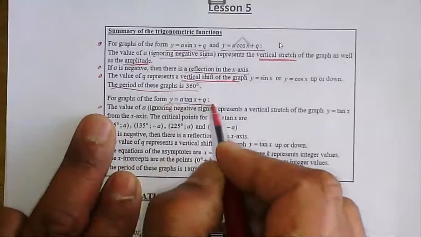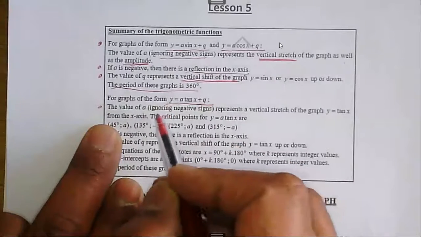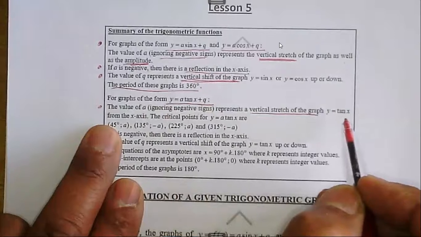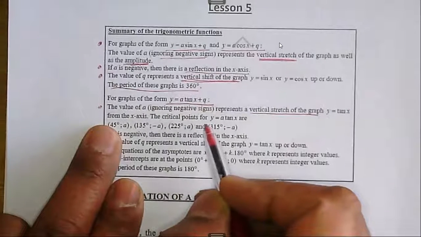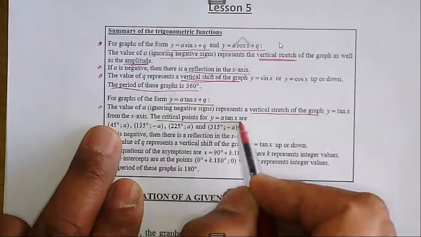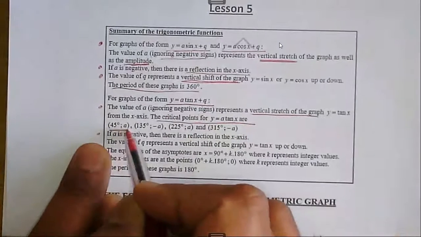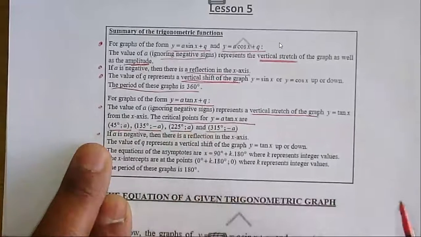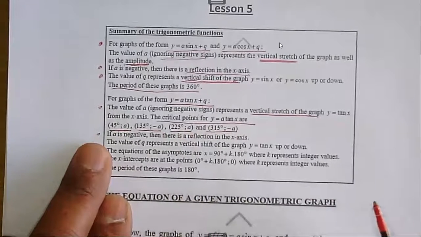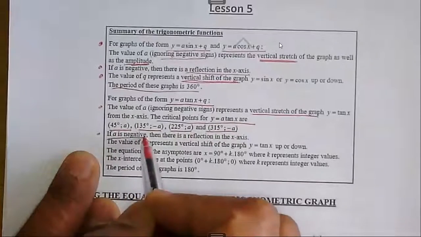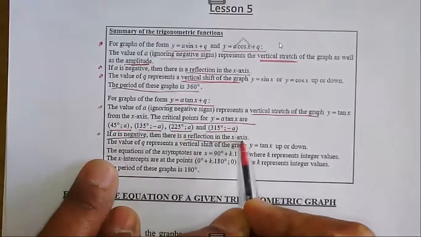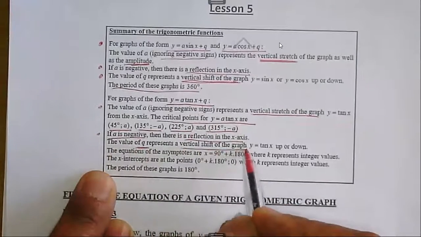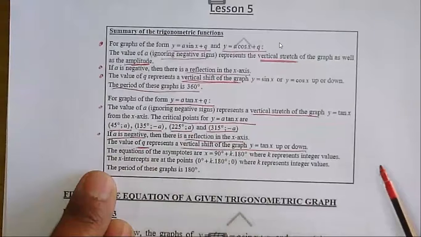For the tan graph, people, again a, if you ignore a, it also represents a vertical stretch. So don't forget, right? And the critical points for a are 45 in a, 135 in minus a, 225 in a, and 315 in minus a. That you must remember. So if a is negative, then again the graph will reflect. And the q value will also shift the graph up or down.